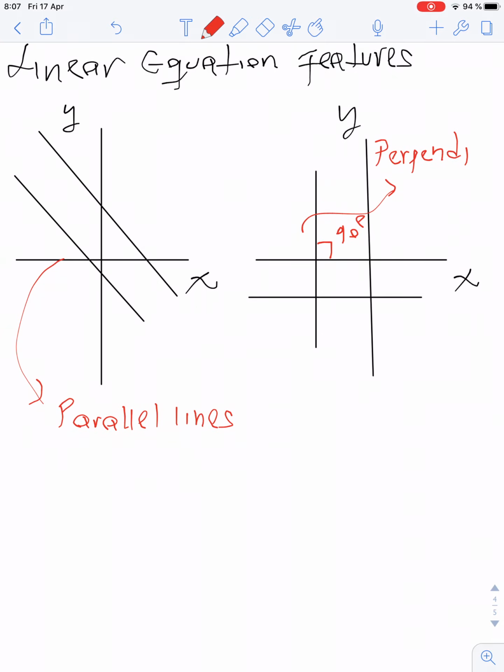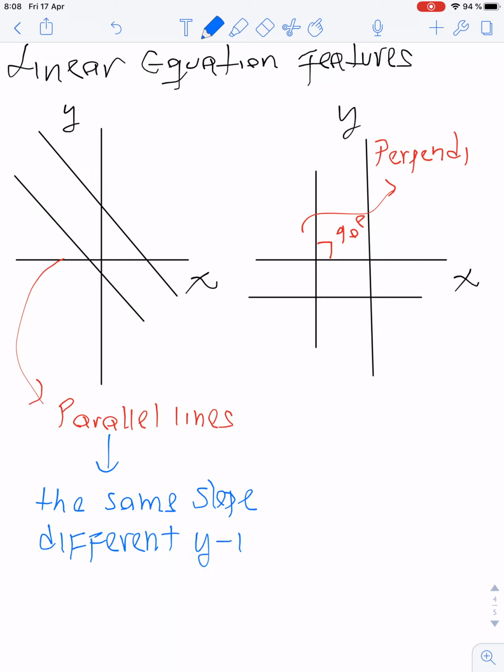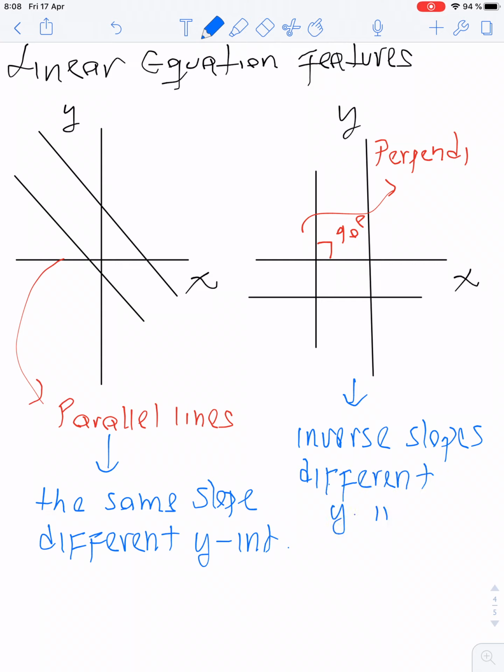Because, for example, when you have parallel lines, as you see, they are parallel, they have the same slope, but different y-intercept. While in perpendicular, for example, we have inverse slopes and different y-intercept. I'm going to do an example right now.